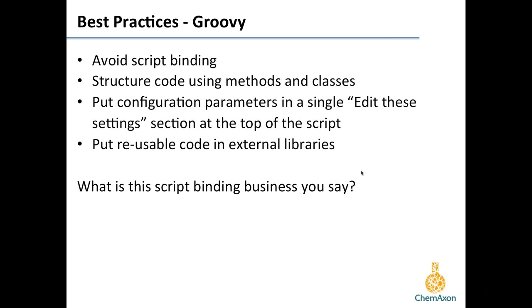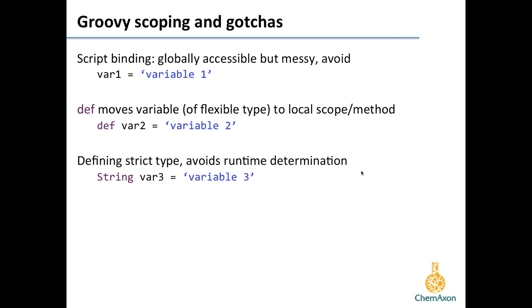Now, script binding is something that is specialized to Groovy and a little bit different than Java, especially when we're dealing with Groovy-specific closures. As an example here, we have three different variables. The first one, in which we just say var1 equals variable1, is now bound to the global scope. This is the script binding. So in theory, for the most part, var1 is globally accessible. However, you don't want to bind many variables to the entire global script because it gets rather messy. So the best practice is to keep the variable within the local scope that it's needed in.